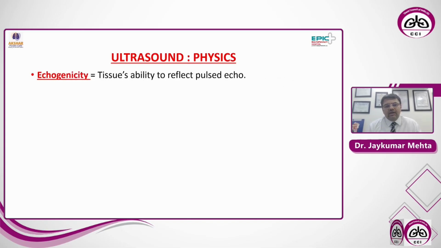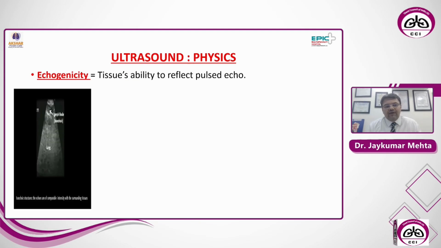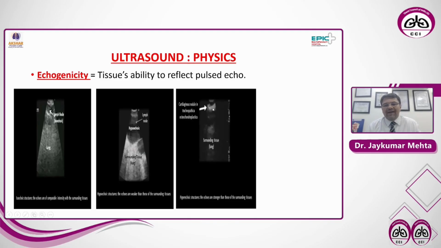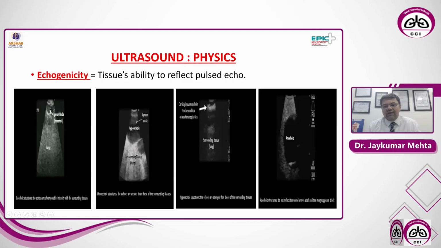So echogenicity is actually the tissue's ability to reflect the pulsed echo. Here what we are seeing is an isoechoic lymph node where the whiteness is similar to the lung. While here the lymph node is there, but it is hypoechoic, where the surrounding tissue is whiter than the lymph node. Then here there is a cartilaginous structure which is whiter than the surrounding tissue and which is called a hyperechoic signal. And finally, what we are seeing here is a cyst which is anechoic, which is basically a fluid density, which is far blacker than the surrounding whitish and grayish tissues.